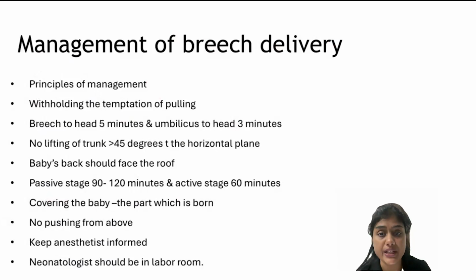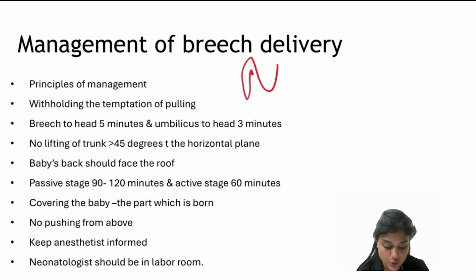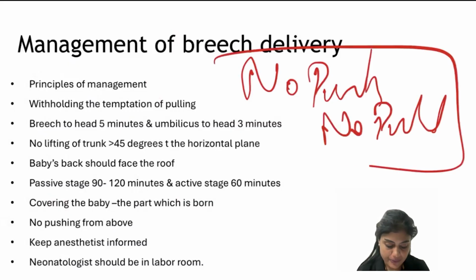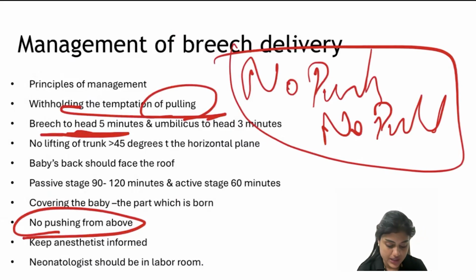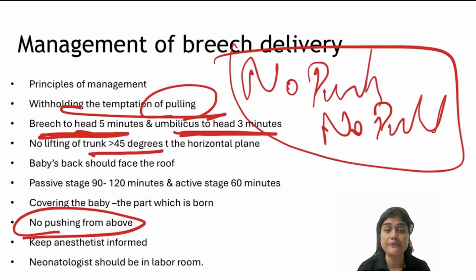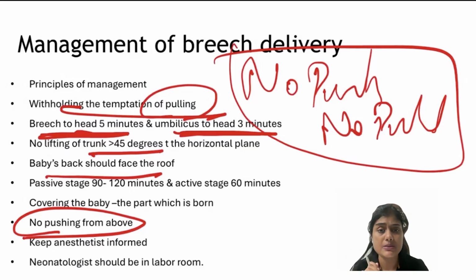Coming to management of breech, the principle is no push, no pull. Never push or pull in case of breech delivery. Breech to head delivery will take almost 5 minutes, and umbilicus to head delivery will take almost 3 minutes. Do not panic. No lifting of the trunk more than 45 degrees. If you lift, what will happen? Again, there will be extension at the neck joint. The baby's back should always face the roof, that means dorso-anterior. These are all the points for breech delivery; they will ask like that. That's why I'm telling you, all these points are very important.